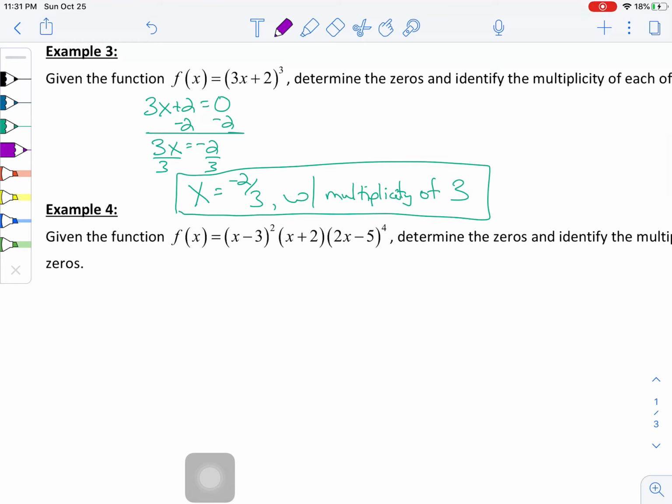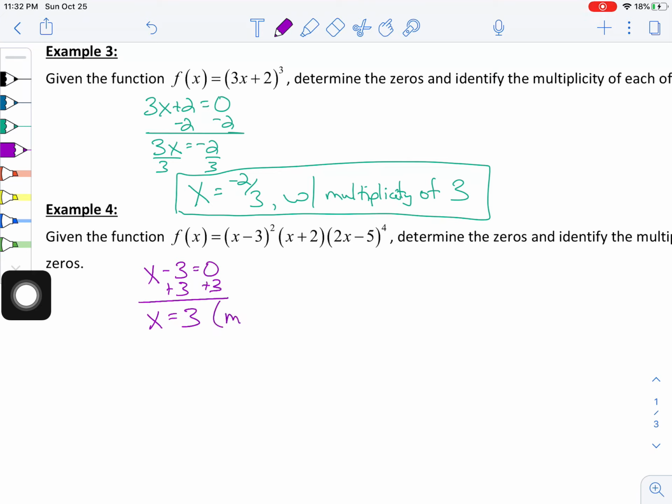All right, given this function, determine the zeros. All right, so we've got 1, 2, 3 little factors here, and each of these factors is going to give us some zeros. All right, so we've got x minus 3. And by the way, you can do this little set it equal to 0 thing and solve if you need to for any one of these. So x is equal to +3. However, this factor shows up twice.